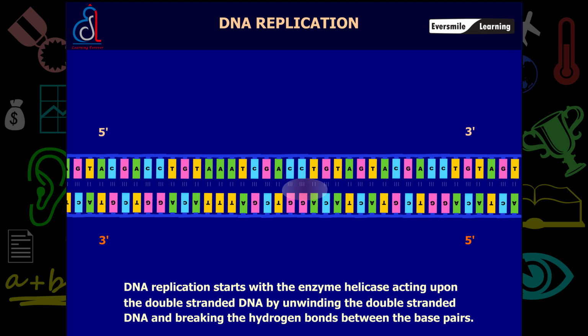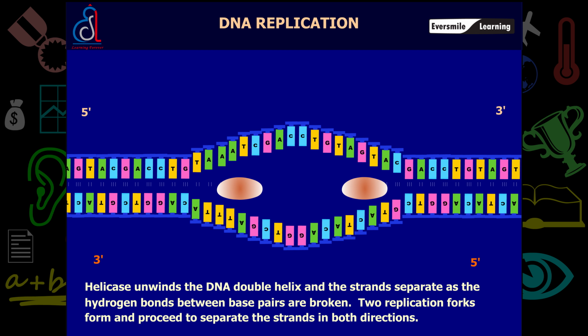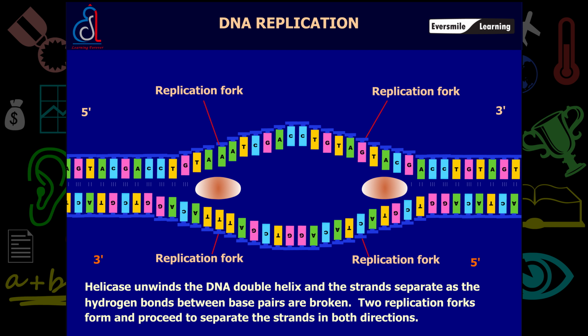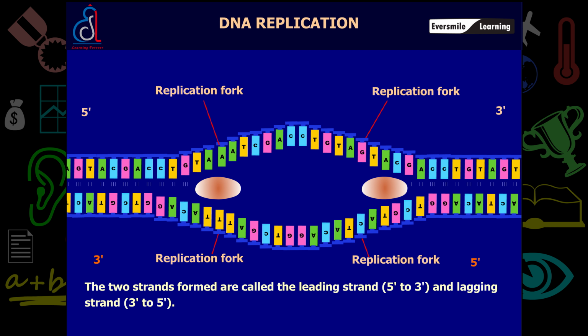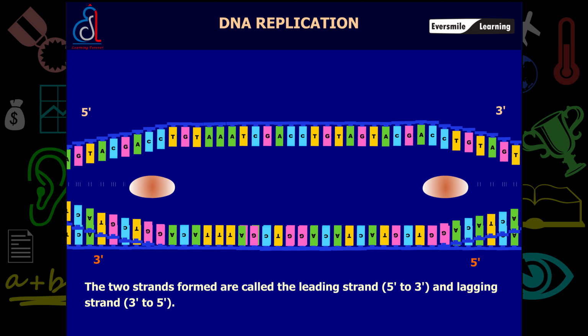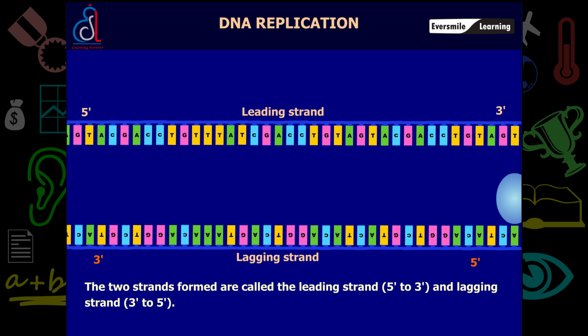DNA replication starts with the enzyme helicase acting upon the double-stranded DNA by unwinding it and breaking the hydrogen bonds between the base pairs. Helicase unwinds the DNA double helix and the strands separate as the hydrogen bonds between base pairs are broken. Two replication forks form and proceed to separate the strands in both directions. The two strands formed are called the leading strand and the lagging strand.